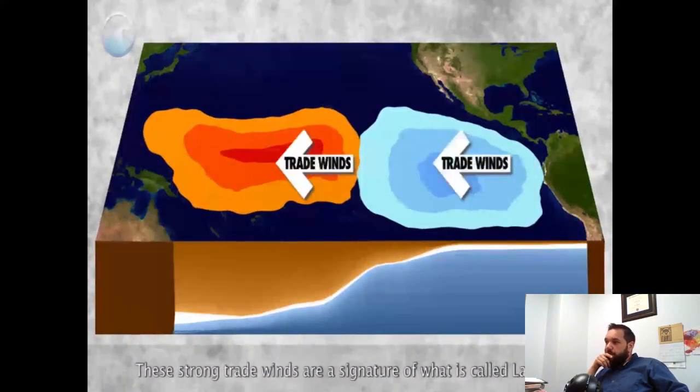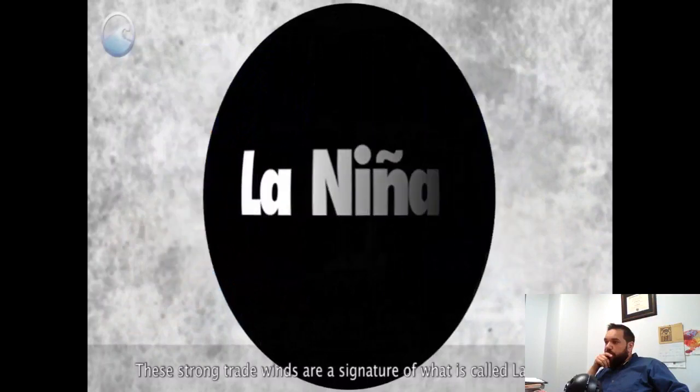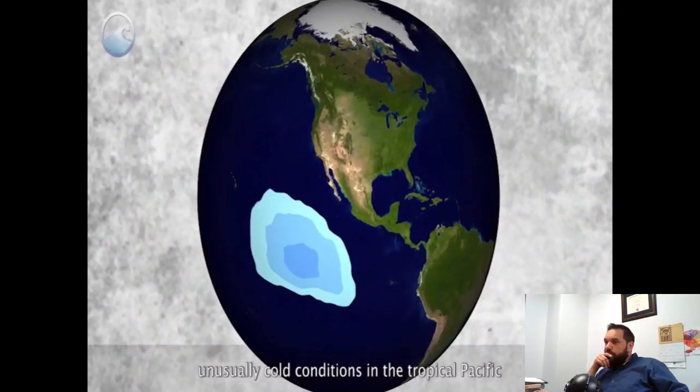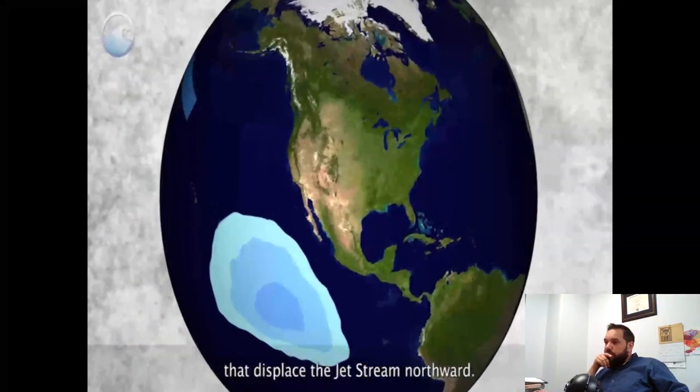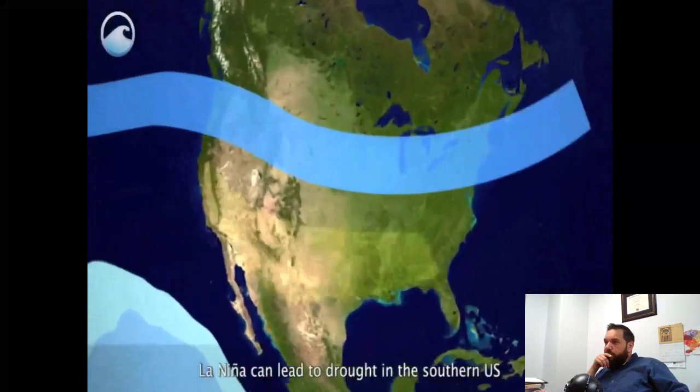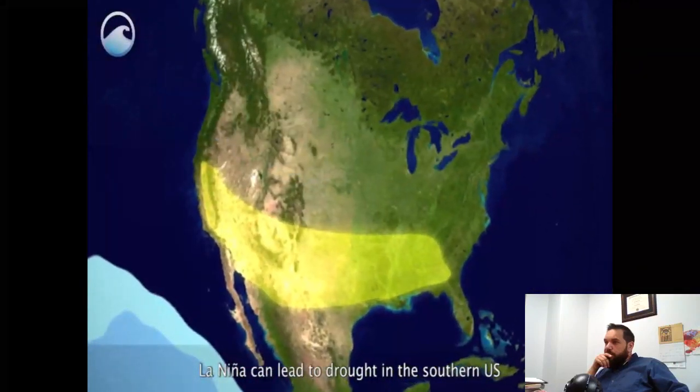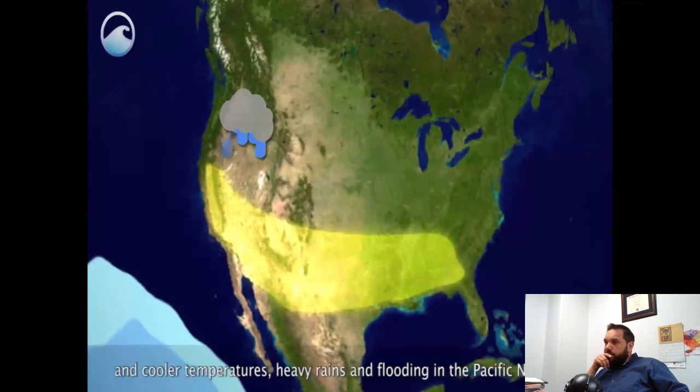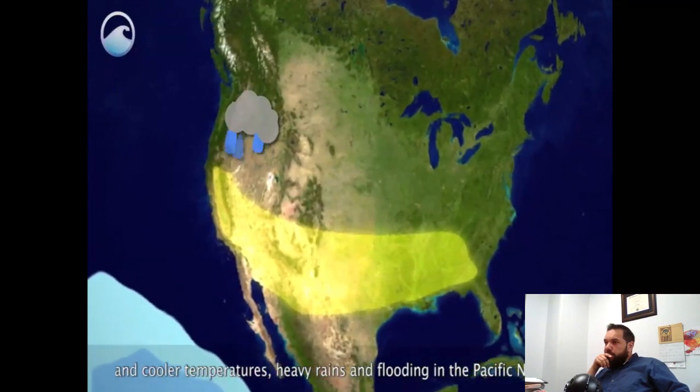These strong trade winds are a signature of what is called La Nina, unusually cold conditions in the tropical Pacific that displace the jet stream northward. La Nina can lead to drought in the southern U.S. and cooler temperatures, heavy rains, and flooding in the Pacific Northwest.